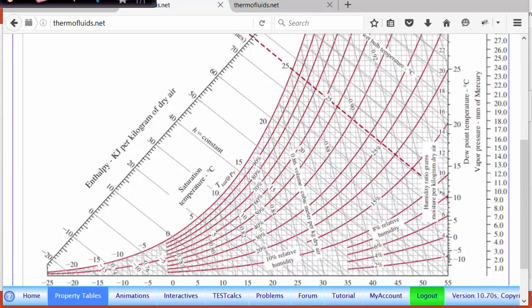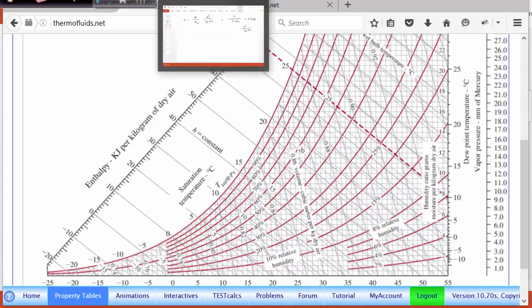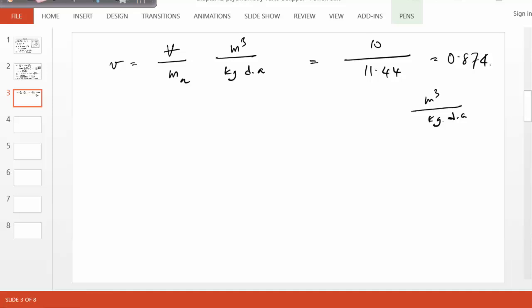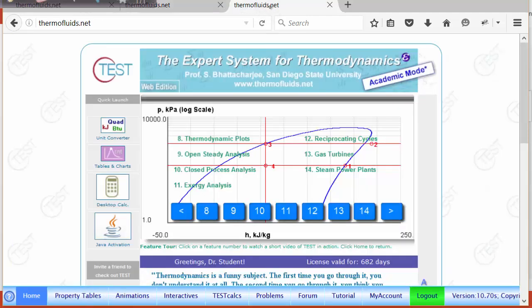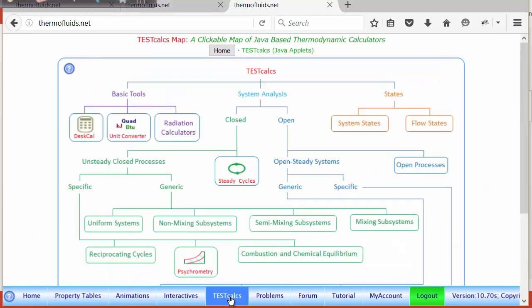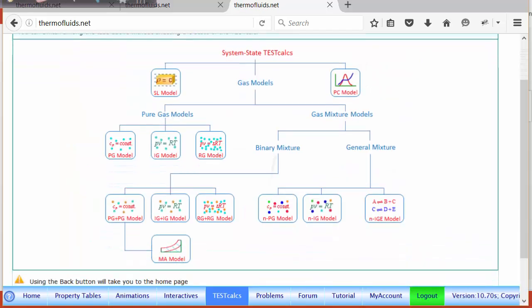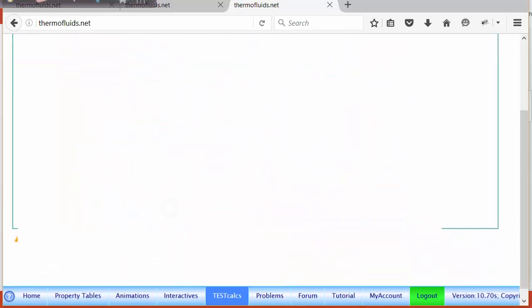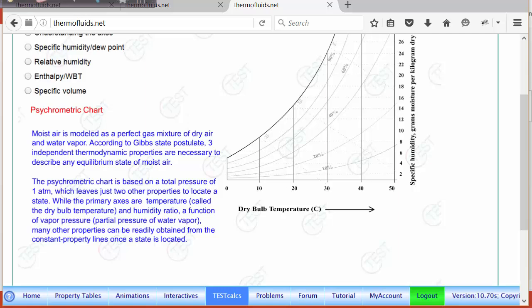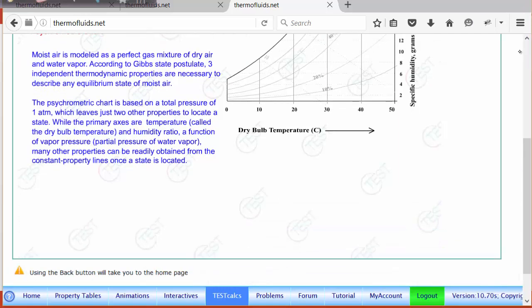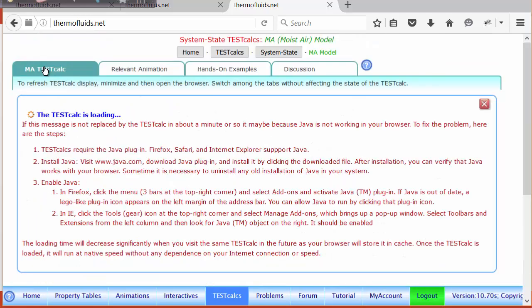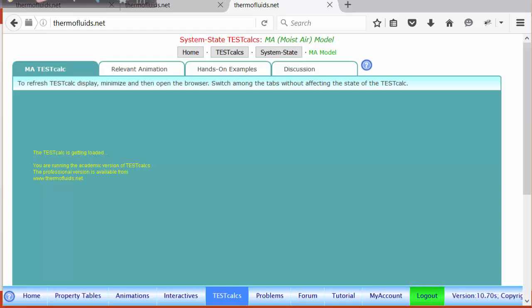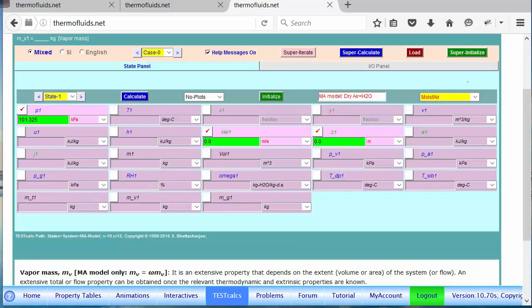Let me clear this screen and go back here, and you will see the specific volume is close to what we got manually. Let's go and verify the solution now using a TestCalc. For that, we launch a system state. The moist air model is right here, and if we go to the tab that says TestCalc, that will launch the moist air model.